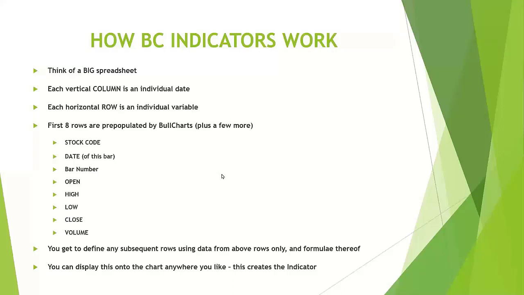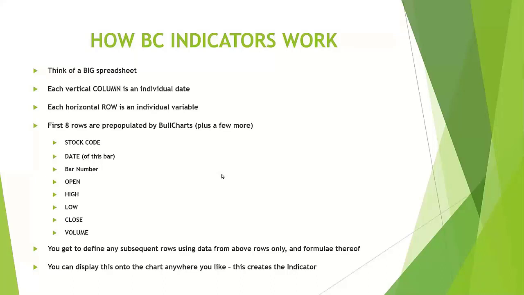So vertical columns are one per date. Horizontal rows represent individual variables, individual numbers, individual components that you want to look at, you want to have access to from within the chart and from within the indicator you're going to put on the chart. By happenchance and by good design, Bull Charts itself populates the first number of rows with data that it pulls from the database, and it pre-populates this so you've got something to start with. I've given 8 rows here.